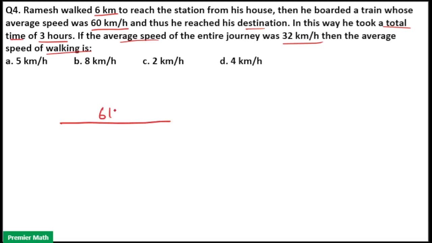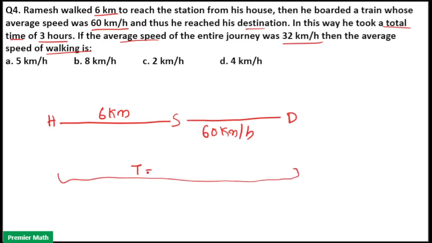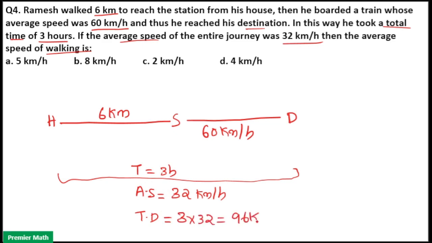Ramesh walked 6 km from his house to the station. Then he took a train and reached the destination with a speed of 60 km per hour. The time taken for this entire journey is 3 hours, and the average speed for this entire journey is 32 km per hour. That means the total distance he traveled is total time into average speed, that is 3 into 32, which is 96 km. He walked 6 km, so the remaining distance he traveled in the train is 90 km.